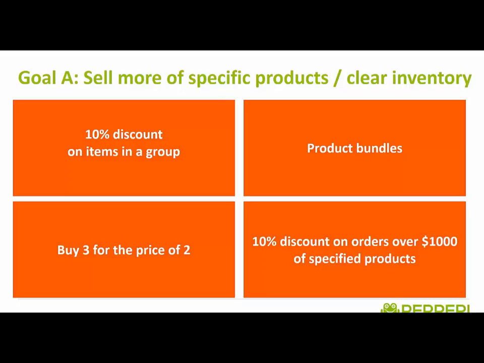Keeping that in mind, let's look at goal 1, selling more of specific products or clearing inventory. Of course, you can offer a discount on items in the specific group, or a discount if people reach an order over a specific size for products in this group. You can offer product bundles, and you can, of course, offer promotions like buy 3 for the price of 2, etc.